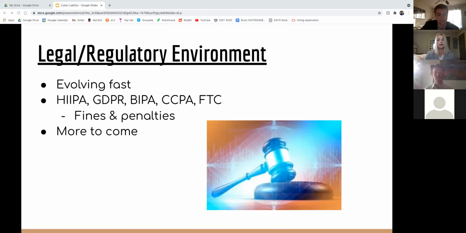CCPA gives consumers the right to know about personal information collected on them and the ability to delete that info. If plaintiffs prove that the business failed to implement these security standards to protect personal information, each customer can receive between $100 and $750 per incident in damages, which is then fined to the impacted company.